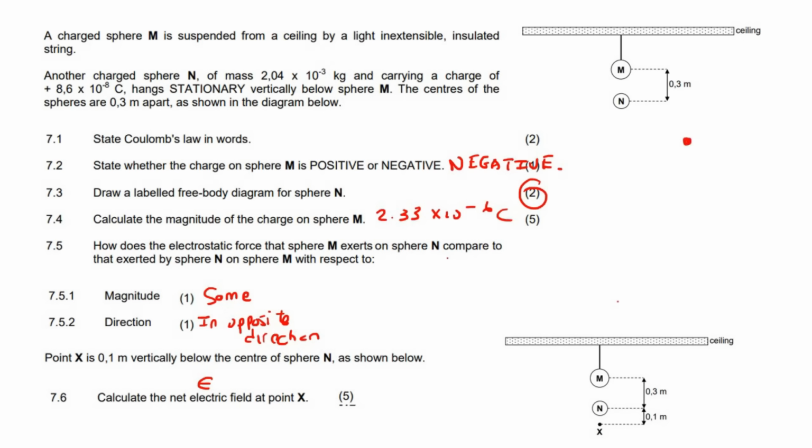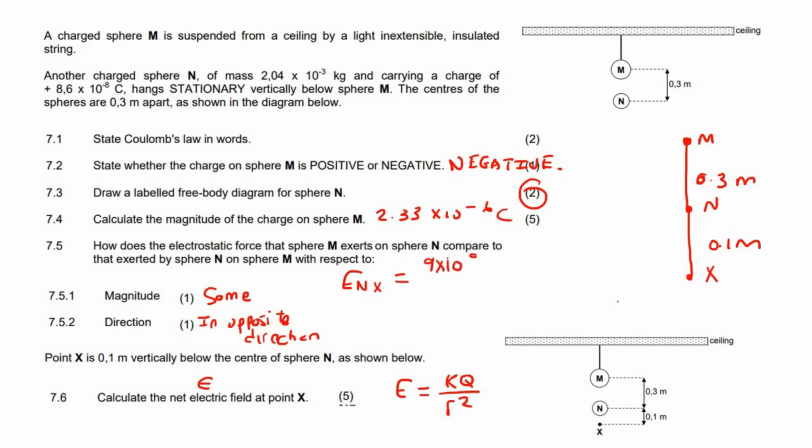So let's go draw it out here. We've got M, we've got N, and we've got X. Now, we're going to use this formula over here, kQ over r squared. We also know that this distance here is 0.1 meters, and this distance here is 0.3 meters. You can start with whatever you want, but I'm going to start with N. So I'm going to start with the electric field of N on X, and that's going to be equal to 9 times 10 to the 9.